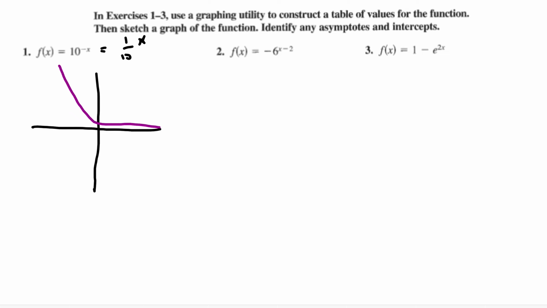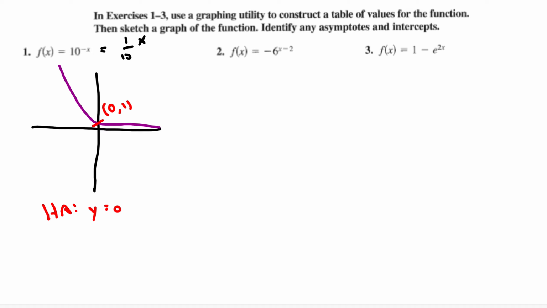It's going to have an intercept at 1, because if you plug 0 in for x, 10 to the 0 is going to be 1. So we know what the y-intercept is: (0, 1). So you can just label that. That answers that question. Any asymptotes? It's got a horizontal asymptote, as we know, at y equals 0, because it hasn't been shifted up or down.